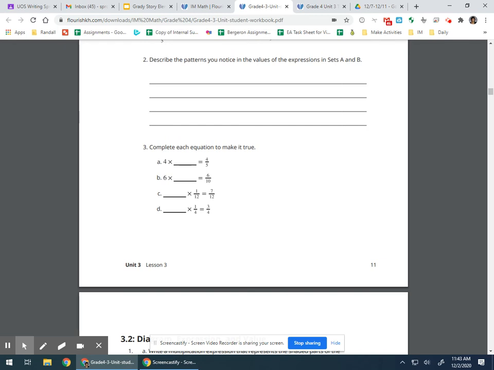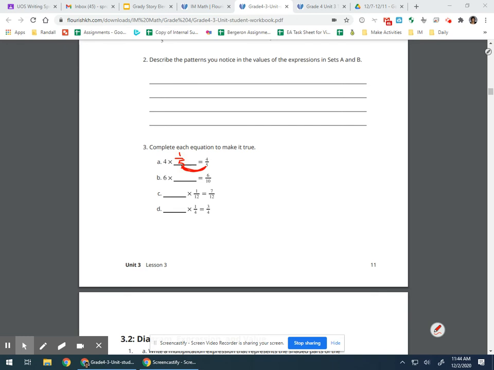Okay, complete each equation to make it true. So what did we learn before? Think about this. 4 times what is going to be 4/5? Well, I know the bottom number is going to stay the same. The denominator will be the same because that's how many are in a whole. 4 times 1 is 4. Okay? So pause the video, and I want you to try the next 3.